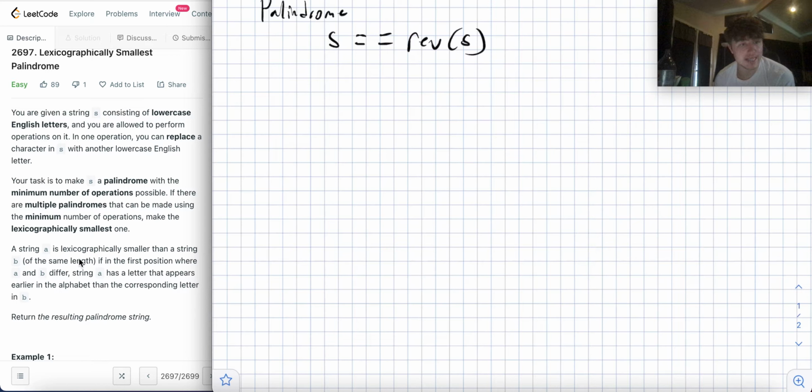Let's think about what a lexicographically smaller string is. We'll look at the formal definition in a moment, but in simple terms, the lexicographically smallest string is a string that would come first if you looked at a dictionary. A dictionary is sorted lexicographically. So a string S comes before T if S would come before T in the dictionary.